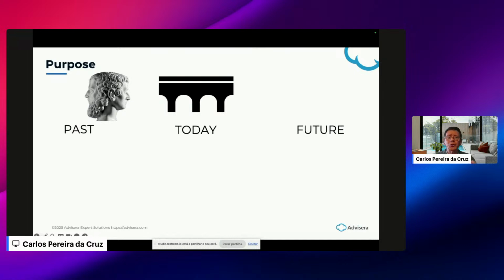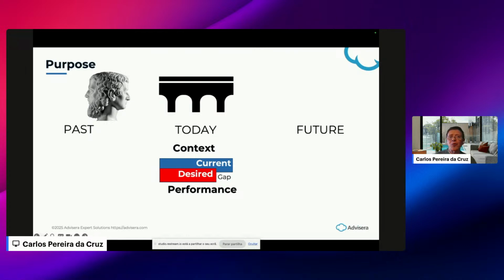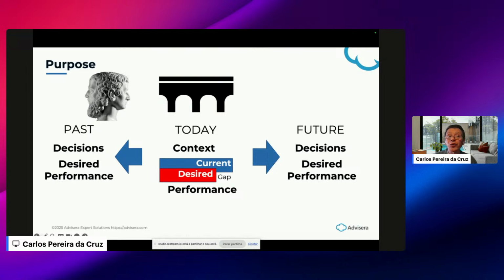So today, we assess both our current context and the gap between our actual and desired performance. To understand how we arrived at this point, we reflect on our past decisions and the performance challenges we set for ourselves. Those decisions were made based on the knowledge available at that time. By examining the difference between the past and today, we aim to extract lessons that will assist us in making better decisions for the future.